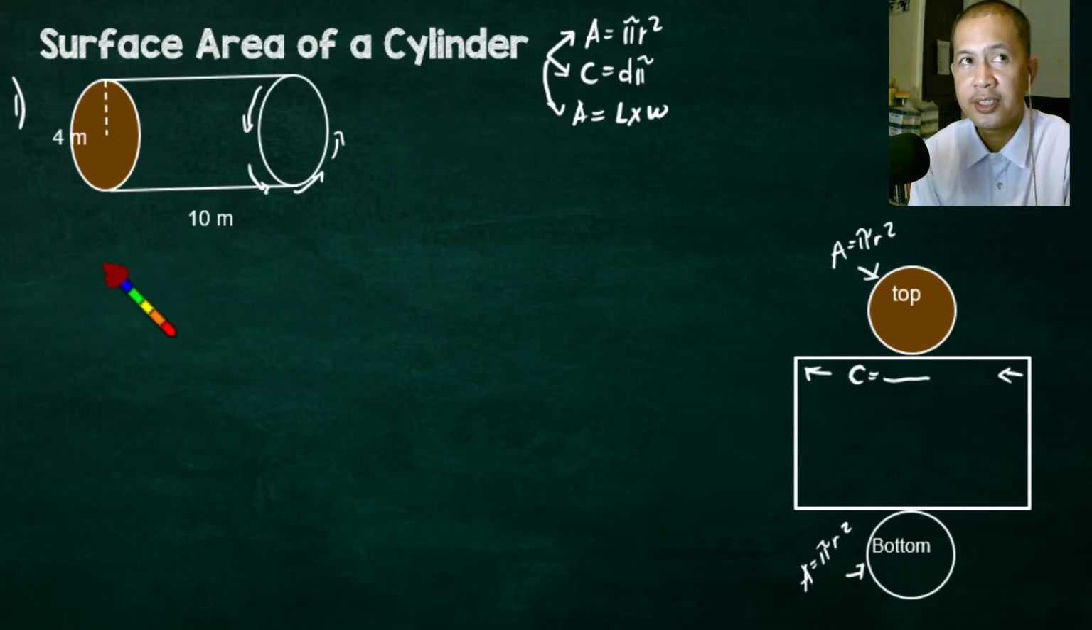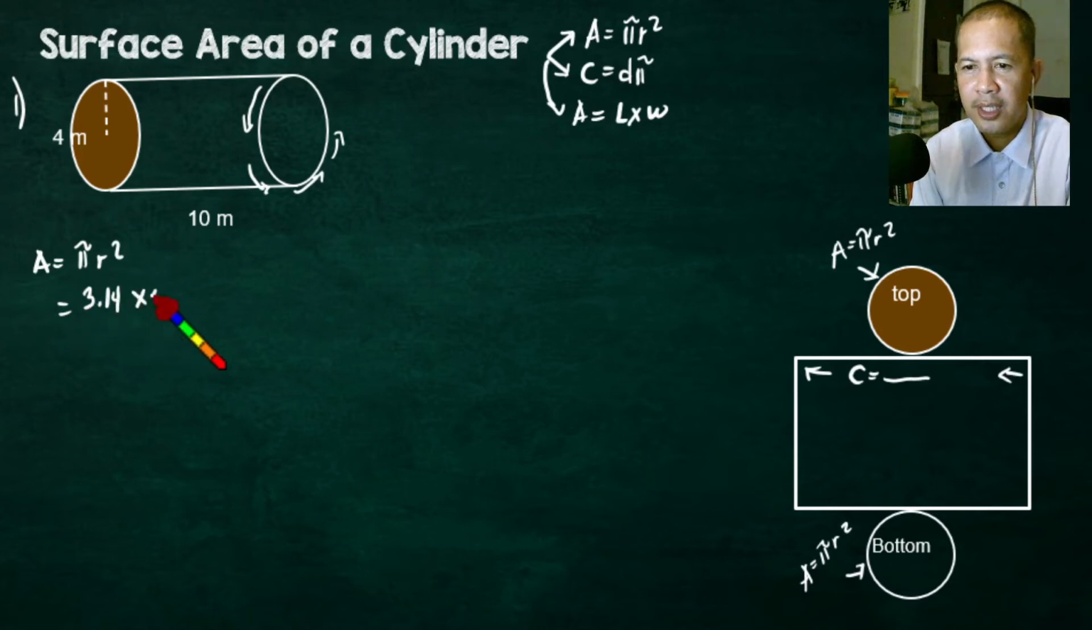So ang ating circle ay mayroong radius na 4. So area of the circle, ang formula natin is area is pi r squared. Ibig sabihin, ang pi natin is 3.14 × 4 × 4. So 4 times 4, that is 16.